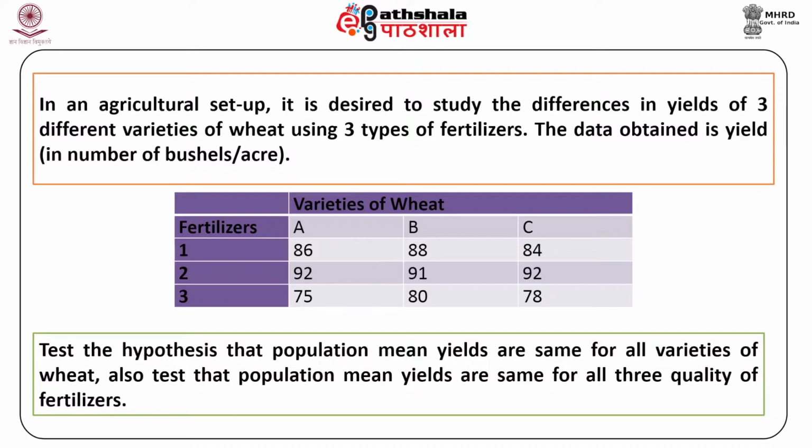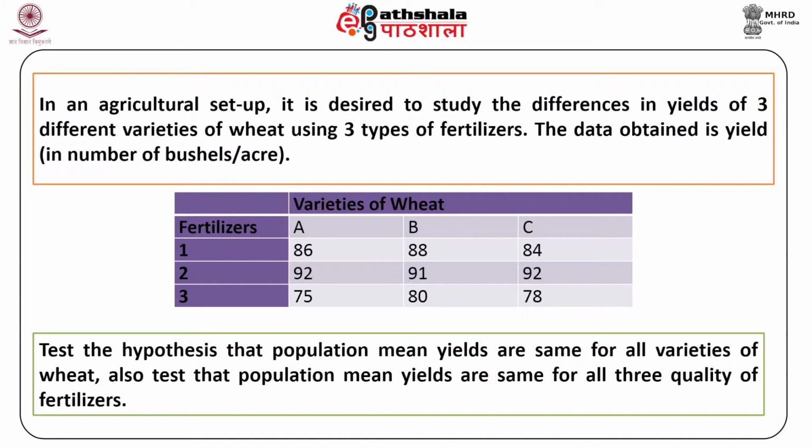The cell values of 86, 88, 84 in the first row belong to fertilizer 1, and similarly 92, 91 and 92 for fertilizer 2, and for fertilizer 3 we have 75, 80 and 78 corresponding to different varieties of wheat respectively. Now test the hypothesis that population mean yields are the same for all varieties of wheat.